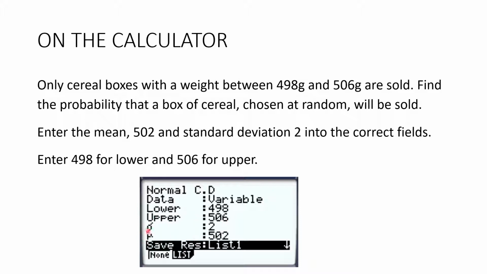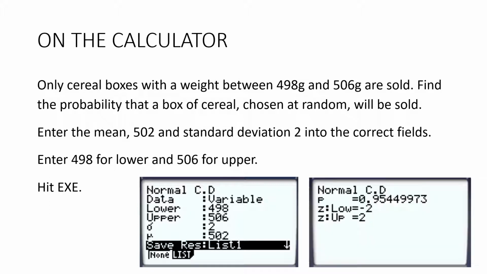Be careful here. This is back to front to what you expect. You expect mean to come first and then standard deviation. So I'm always putting it in upside down, and then I get a stupid answer. So this is standard deviation here. That's 2, and mean is 502. And then hit enter, or EXE, sorry, and we get our probability as 0.95, just like we did before.